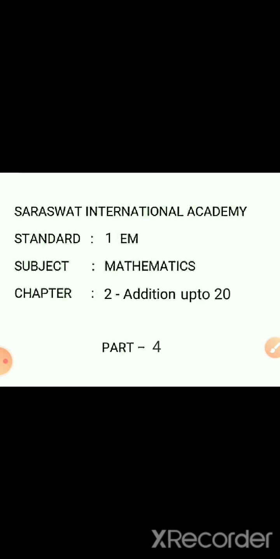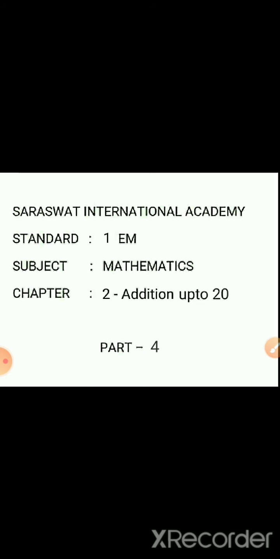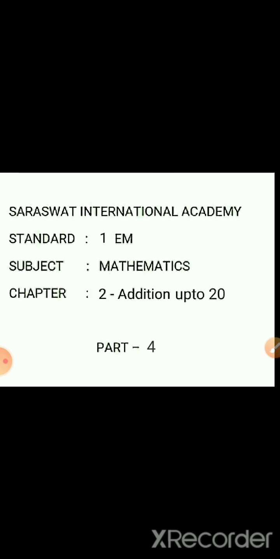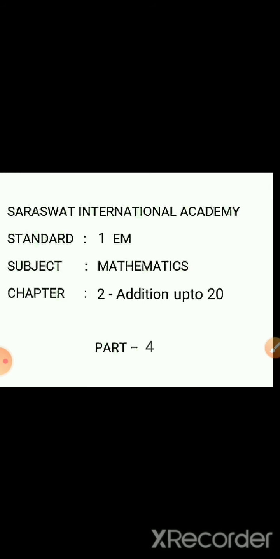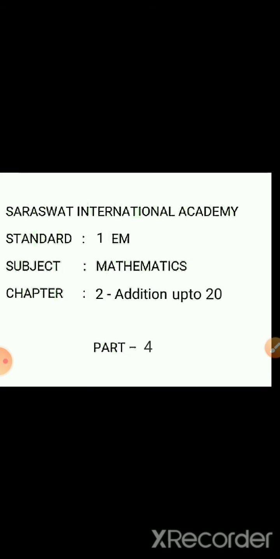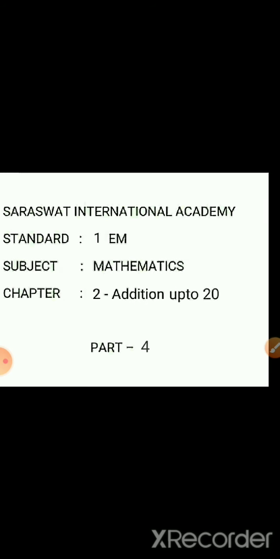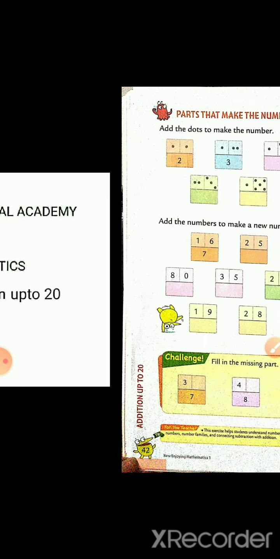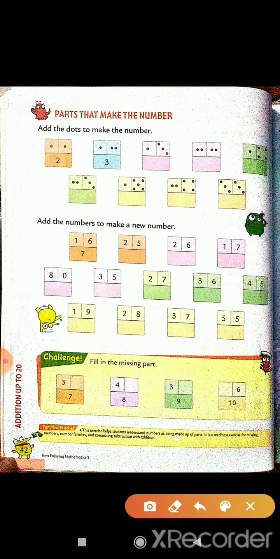Students, in the earlier part, we have completed number combinations up to 10. Hope you have remembered all the number combinations well. Let us move further. Now, our new topic is parts that make the number.